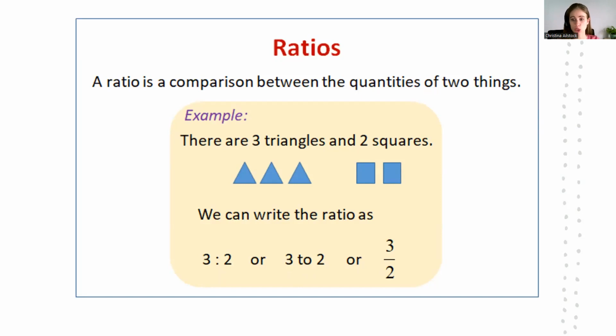Now, in today's assignment, we're going to be writing ratios, but we're going to be writing them from word problems. So let's hop on over to that so we can write the comparison of 2 different things, like we did here with pictures. 3 triangles for every 2 squares. 3 to 2 is that ratio.